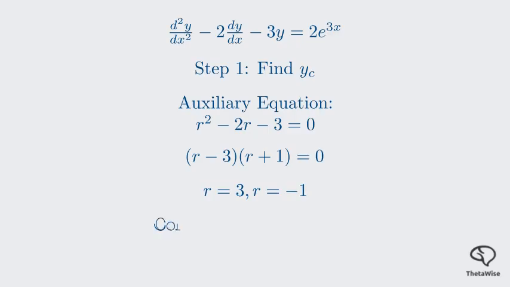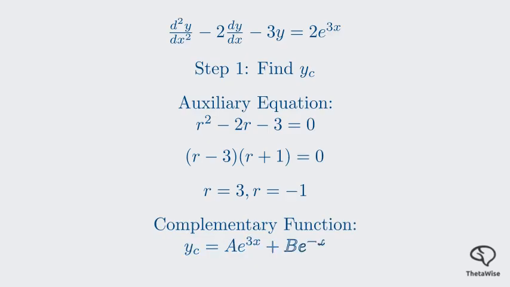For real and distinct roots, the form of the complementary function is ae to the r1x plus be to the r2x. Plugging in our roots, we get yc equals ae to the 3x plus be to the -x. Excellent. We've completed step 1. We have our complementary function. Now for step 2, finding the particular solution, yp. This is where we need to be careful with our choice.